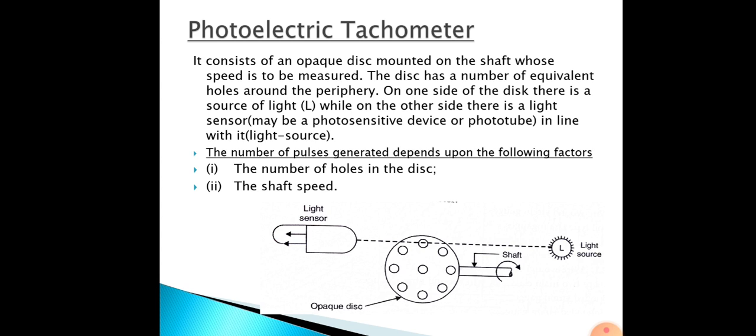The number of pulses generated depends upon the number of holes in the disc and the shaft speed. In this manner your photo tachometer will be working.